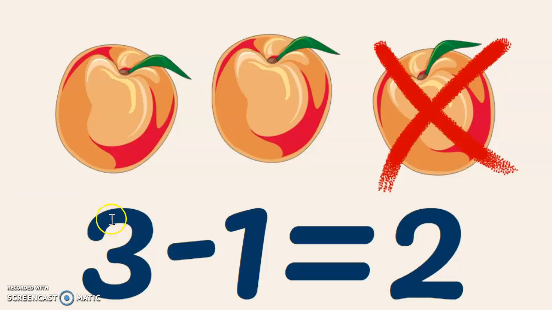I had 3 apples, and then whoosh, I ate one. I took it apart. 3 minus 1 equals, how many don't have X's? 1 and 2. 3 minus 1 equals 2.